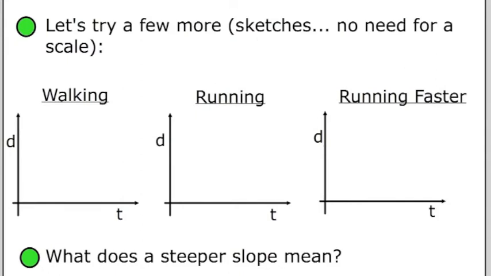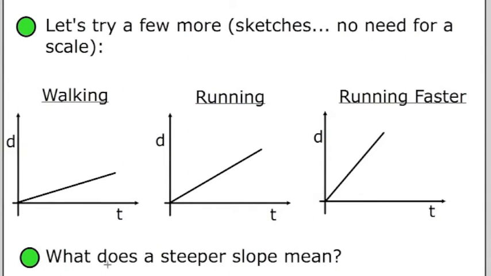Now, a few more distance time graphs. Some simple ones here. We can use a line to represent someone walking. We'd probably have a fairly shallow slope because you don't tend to walk very fast. And if a person was running, we might give them a steeper slope, because if they're running, they're covering more distance in the same amount of time compared to a walking graph. If they're running faster still, we would increase the slope even further.